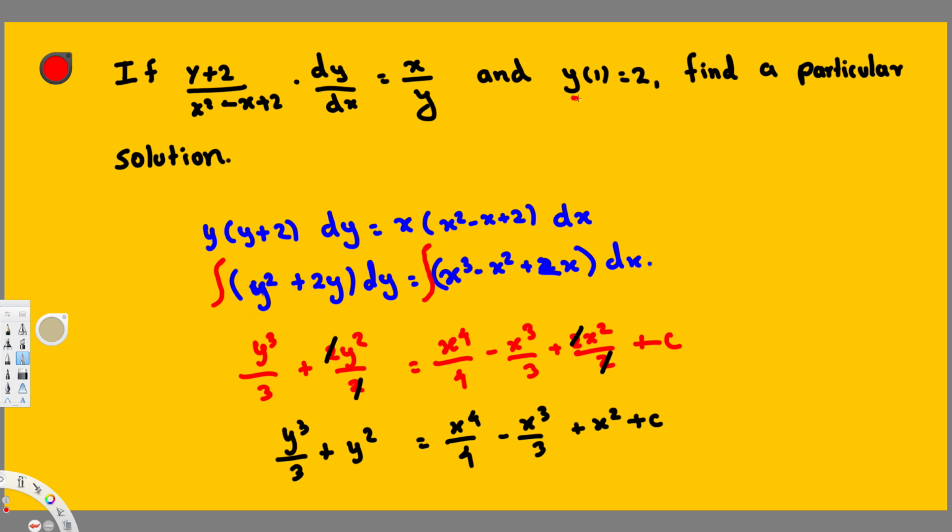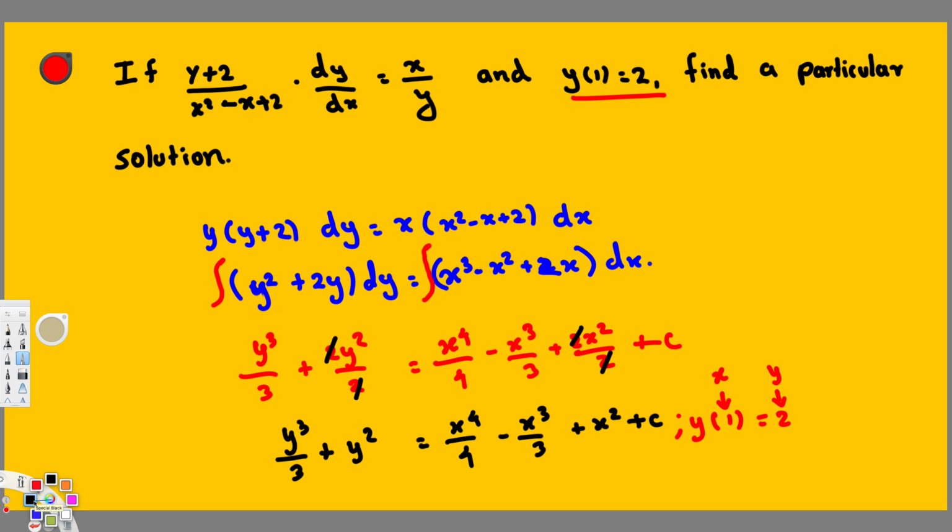If you notice, y of 1 is equal to 2. So we want to substitute this one. This 1 represents the x value and this 2 represents the y value. Now to find this c value, we have to plug in this x value and y value and solve for c. Now let's plug in all the values and see what we get.